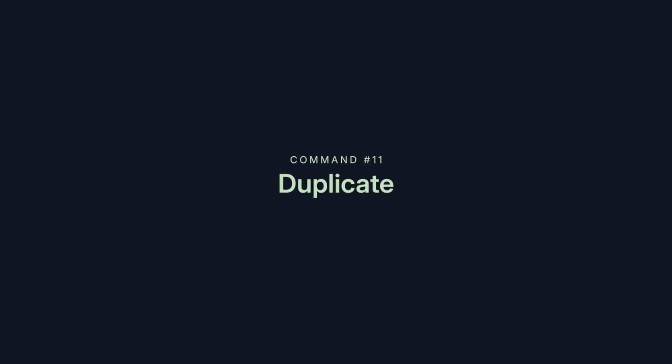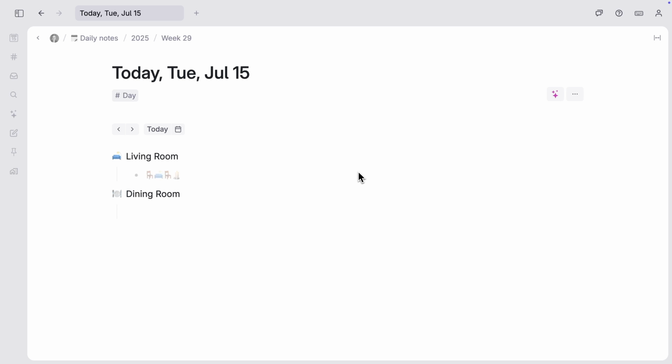Normally, copying notes in Tana will let you edit the same note in multiple places. But when you use the duplicate command on a note or group of notes, you create duplicates that you can modify and reuse without editing the originals.